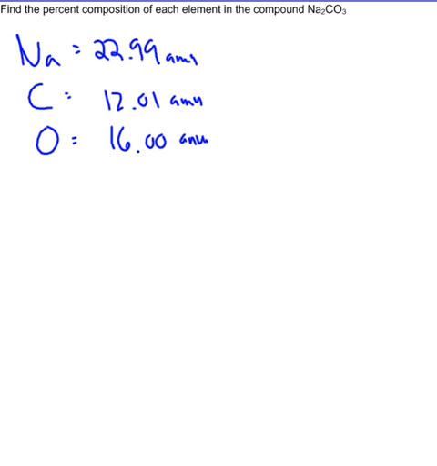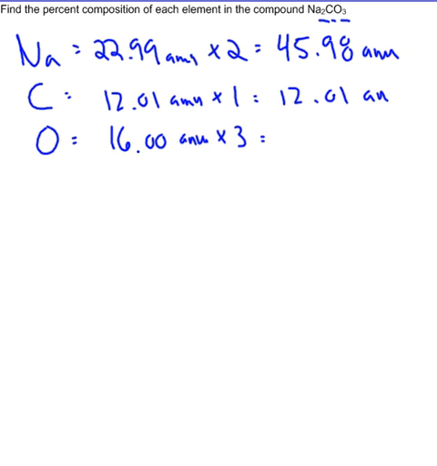Now we need to multiply by what the subscripts tell us so that we know how much sodium we actually have. In this case we have 2 of them. Carbons we just have the 1, and oxygens we have 3. So we'll work out those numbers so that we know what the weight of 2 of them and 1 of them and 3 of them will be. And so we multiply this together, we get 45.98 AMU. 1 times 12.01 is just 12.01, and 3 times 16 is 48 AMU. And so now we know how much each piece of this compound weighs.